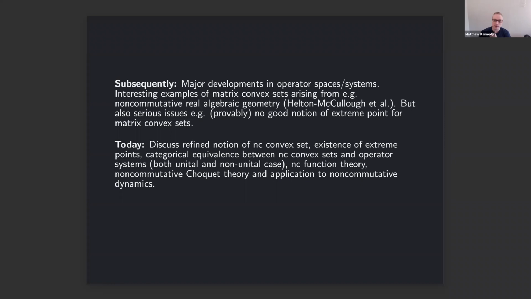There's a very, I think, interesting notion of non-commutative function theory, which really parallels the development of non-commutative free analysis or non-commutative holomorphic functions, which has been happening in free probability and more generally non-commutative complex analysis. And then finally, there's a good notion, I think, of non-commutative Choquet theory, which Ken and I developed about a year or two ago. So I'll talk about this, and I'll finish off with some applications to non-commutative dynamics, which I think are quite interesting.